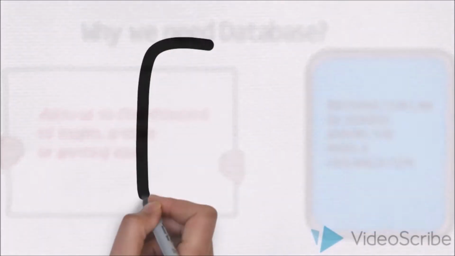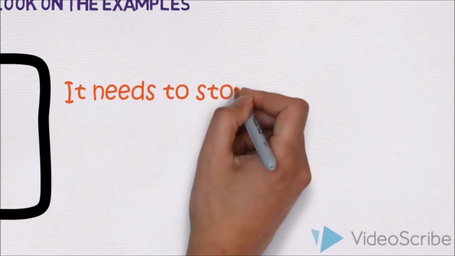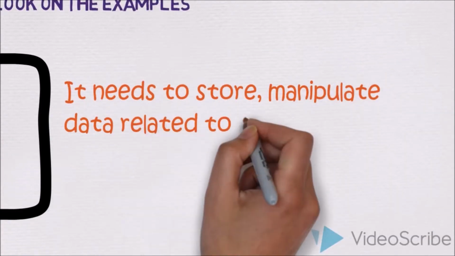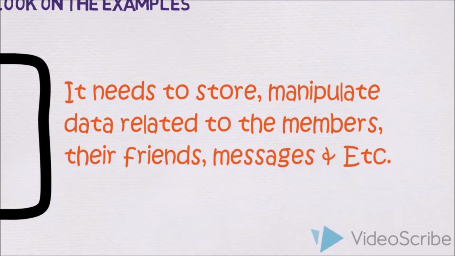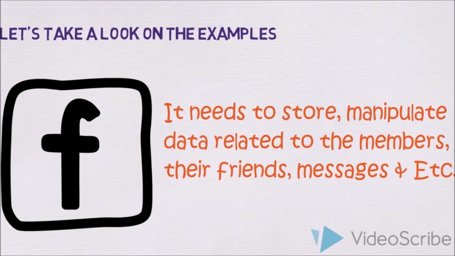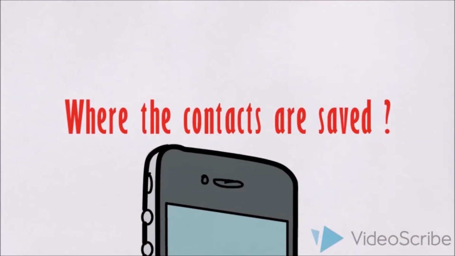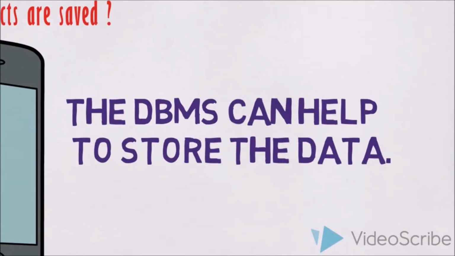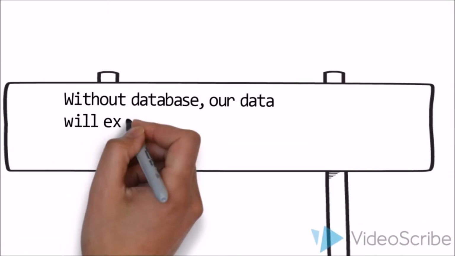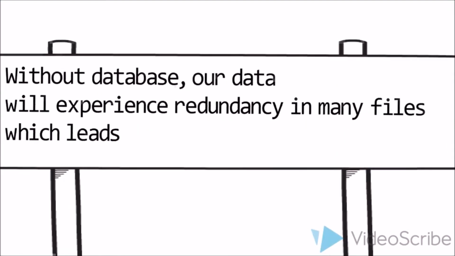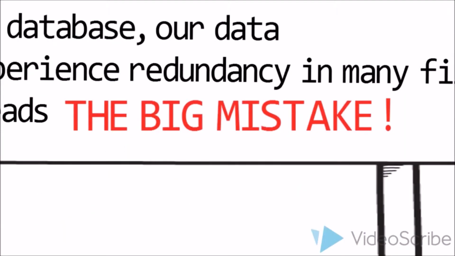Let's take a look at an example. Facebook. It needs to store and manipulate data related to the members, their friends, messages and etc. Where are the contacts saved? The DBMS can help to store the data. Without a database, our data will experience redundancy in many files, which leads to big mistakes.